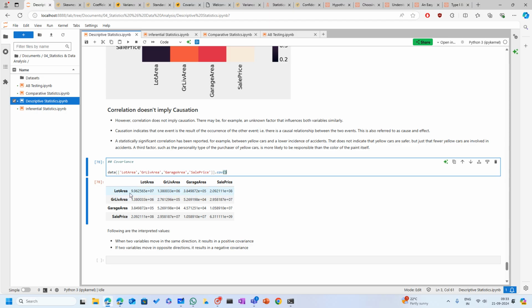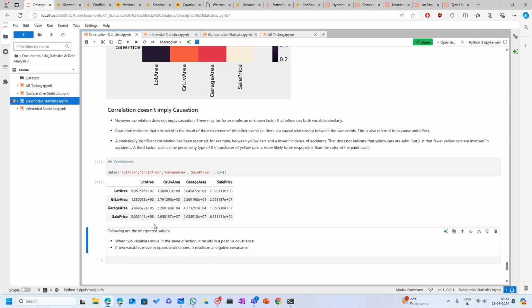Now if you calculate the covariance, you can see some values are positive. Although there are no negative values here, some have increased by a little bit and some have increased by high values, like 8 e to the power of 8, that means there are 8 zeros after this value, so it's a big value. Anyway, from this what we can interpret is, if two variables move in the same direction, it results in positive covariance, and if two variables move in opposite directions, it results in negative covariance.